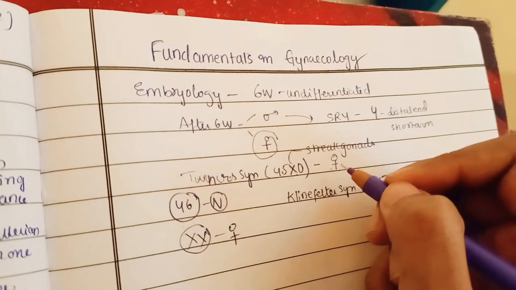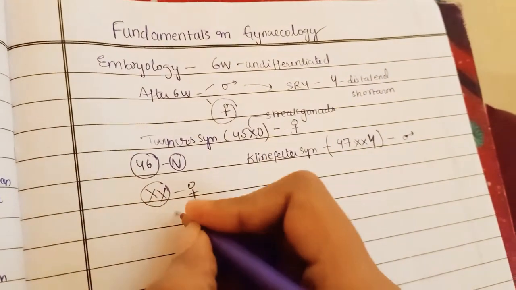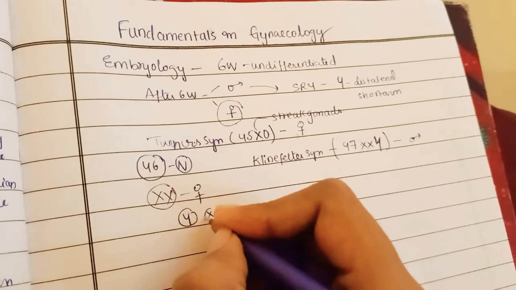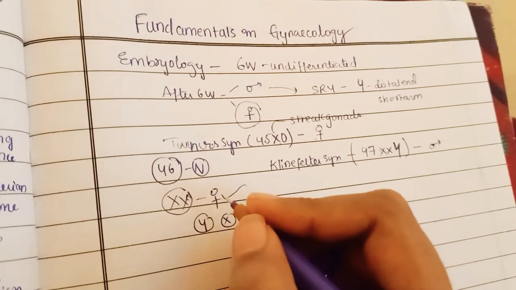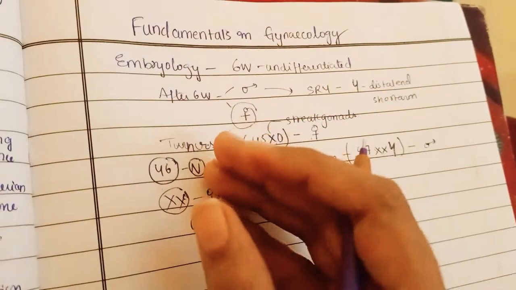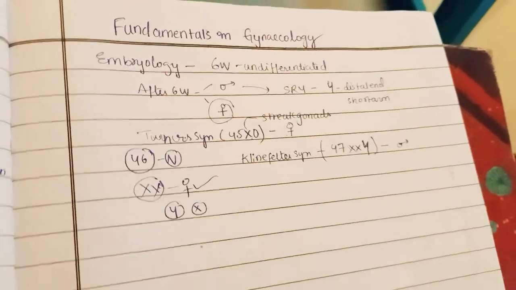Now coming to the natural tendency of the conceptus. Naturally, if the Y chromosome is not there, then the natural tendency of the conceptus is always to become a female. But as the SRY region is coming, that's why it is turning into male. Okay. So now coming to testes.